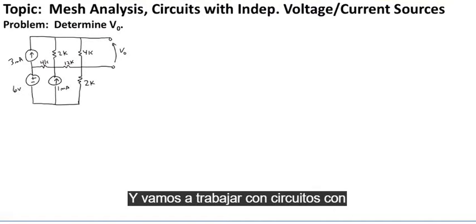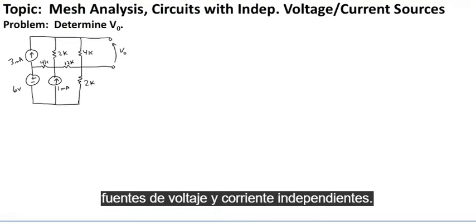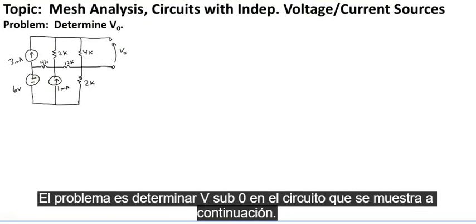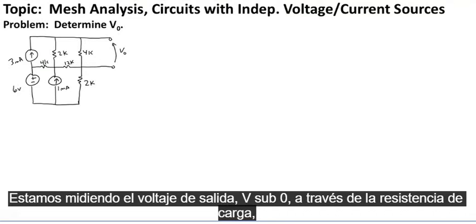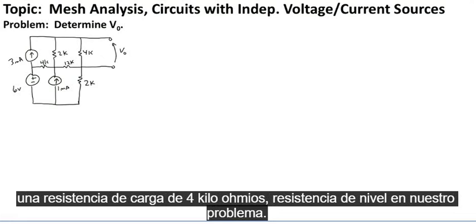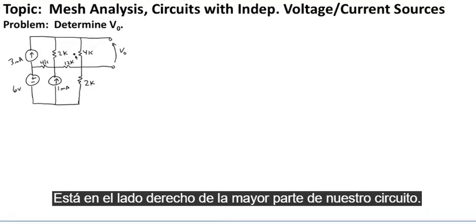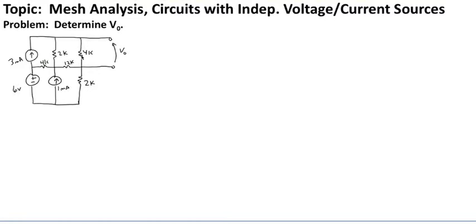And we're going to be working with circuits with independent voltage and current sources. The problem is to determine V sub 0 in the circuit shown below. The circuit has three independent sources, two current sources and a voltage source. We're measuring the output voltage, V sub 0, across the load resistor, a 4 kilo ohm load resistor in our problem. It's on the rightmost side of our circuit.